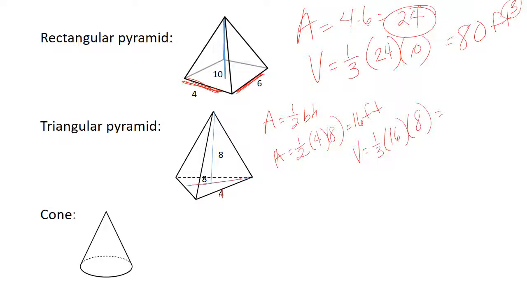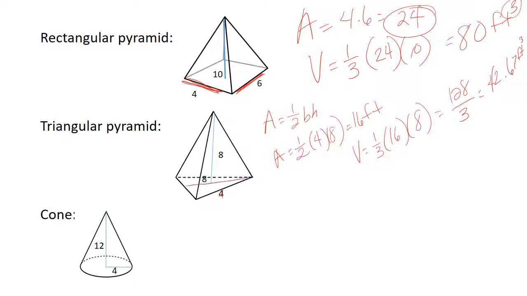So I'm going to use my calculator. 16 times 8 would be 128, divided by 3, which is 42.67, and this would be feet cubed.